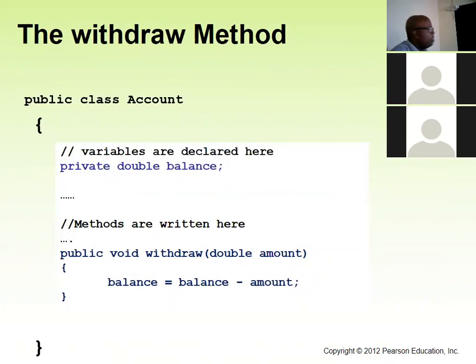How about the withdraw? Is it an accessor, a mutator, or constructor? Mutator, because it also modifies the instance variable called balance.